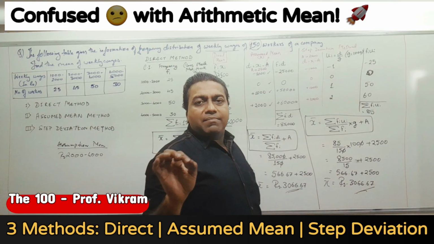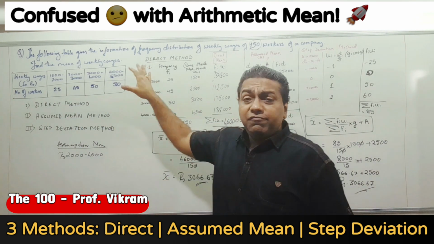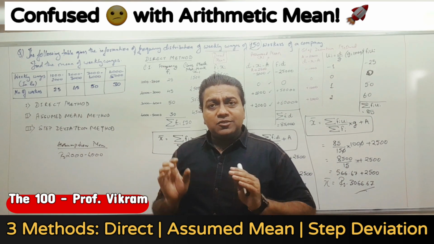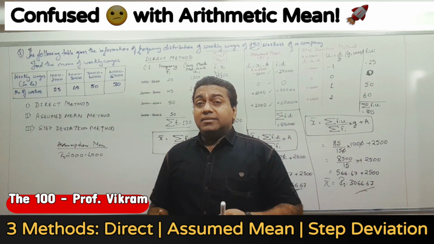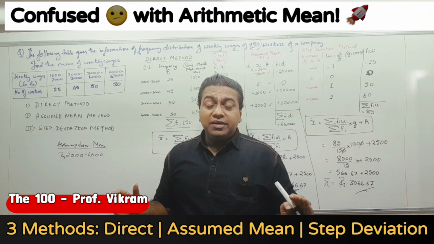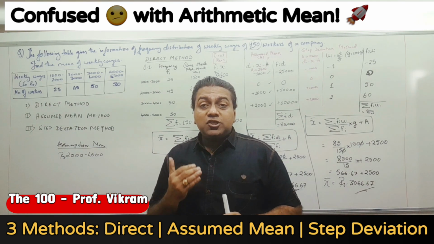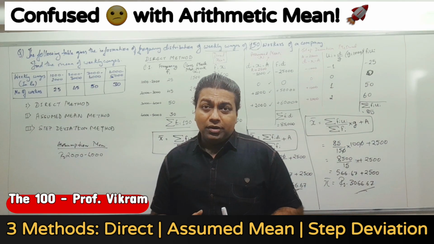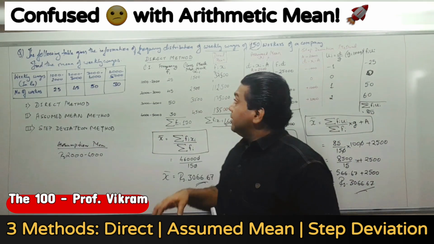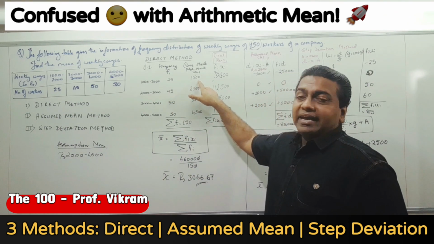In the examination, when they give you the question, they will definitely specify with which method you are supposed to do. But in case no method is mentioned, then you need to take a call which method you will use to find out the mean score. And how to take a call on that? By looking at the value of Fi and Xi.